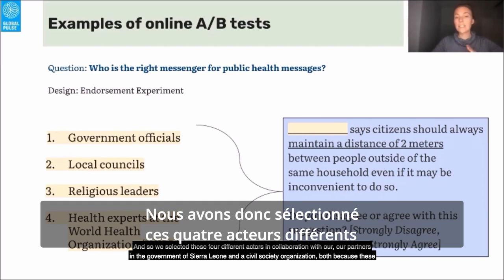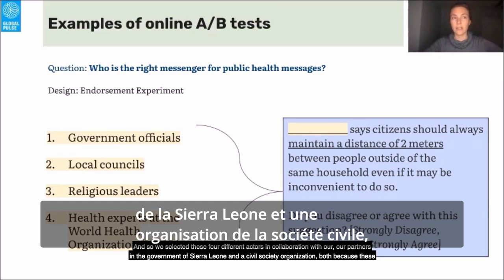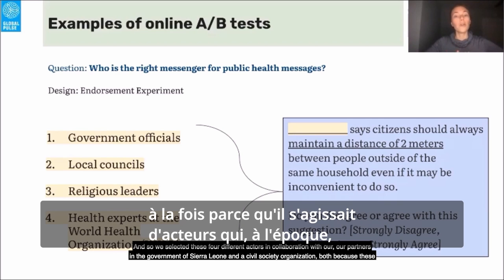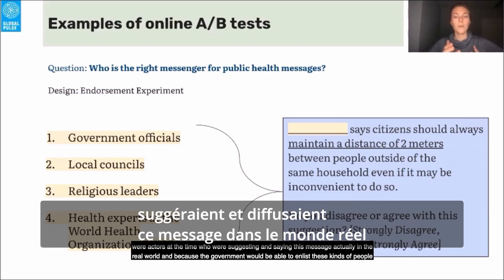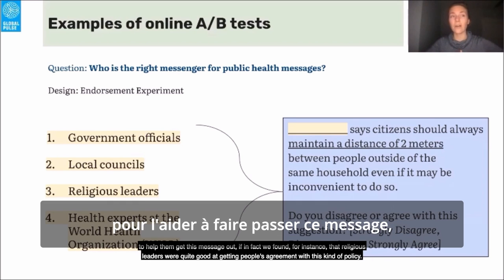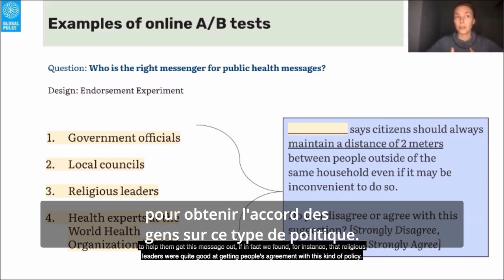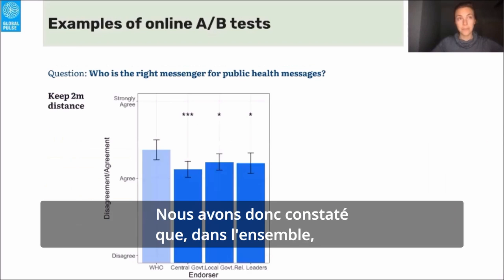And so we selected these 4 different actors in collaboration with our partners in the government of Sierra Leone and a civil society organization, both because these were actors at the time who were saying this message in the real world, and because the government would be able to enlist these kinds of people to help them get this message out if, in fact, we found, for instance, that religious leaders were quite good at getting people's agreement with this kind of policy.